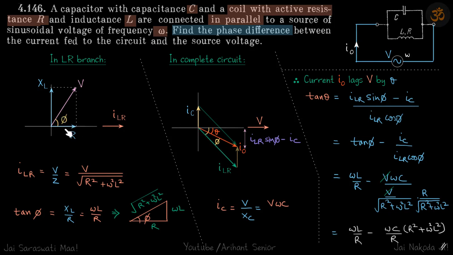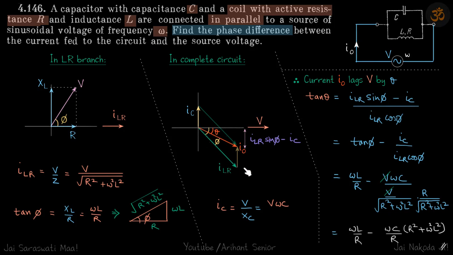And what is this phi? So phi is tan inverse XL by R. So in the diagram you can see it like this. Why do we have to make this diagram? Because when we do the vector sum, we are going to need the angle, cos of phi. And also we need the magnitude of ILR. That will be V by Z, where Z is root of R square plus omega square L square.